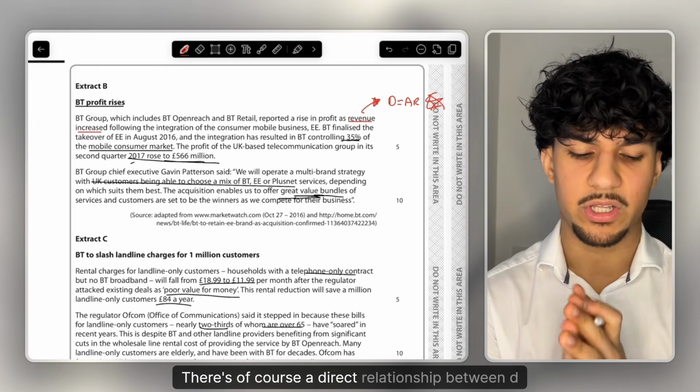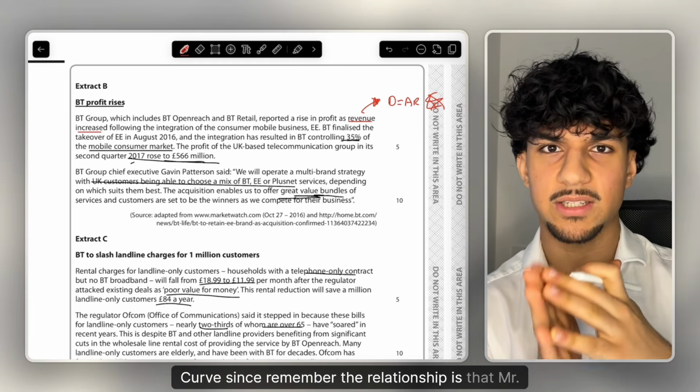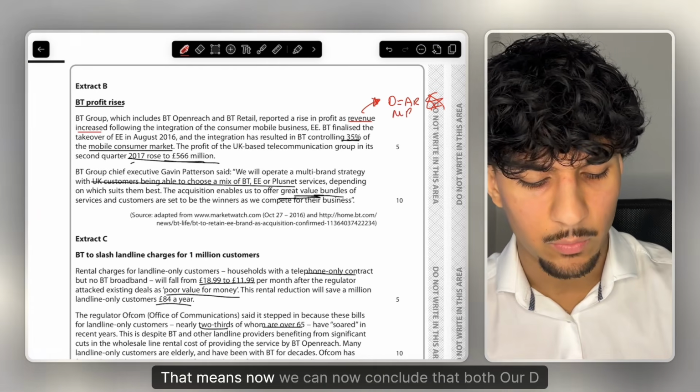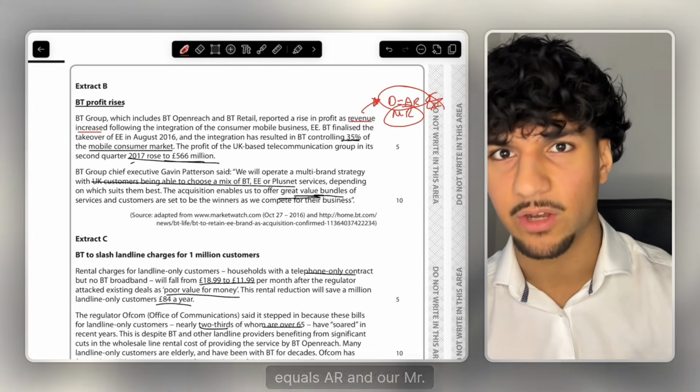But now, if our D equals AR is shifting outwards, what curve does this also relate to? There's of course a direct relationship between D equals AR and then your MR curve. Since remember, the relationship is that MR is always twice as steep as your AR curve. That means now we can conclude that both our D equals AR and our MR curve are both shifting out.